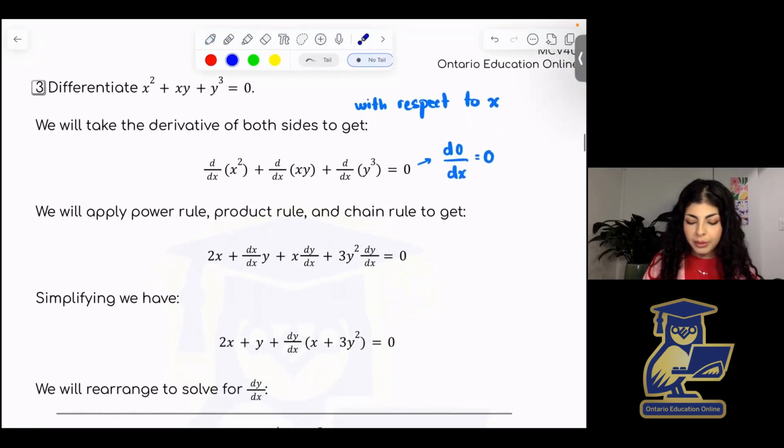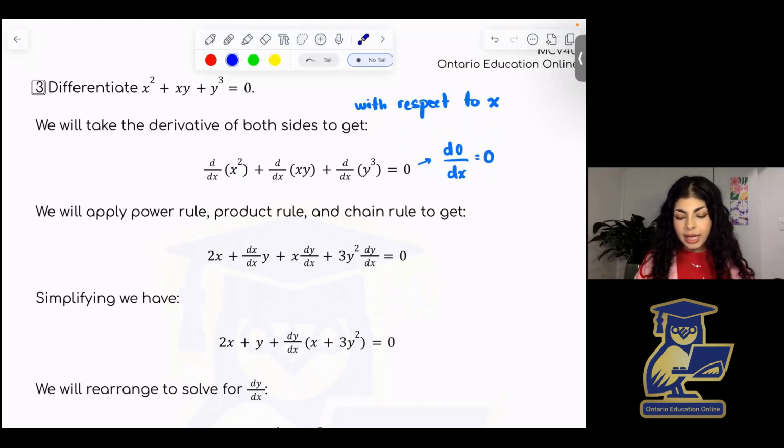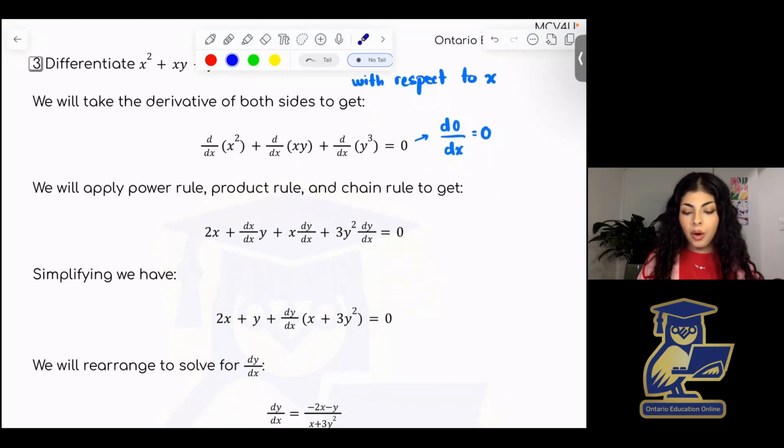to get the following. So in the first one, x squared, we're differentiating with respect to x, so we can just apply the power rule. We have 2x. But in the second term, we have x times y, and we have seen this one solved before as well. But this is now our product rule, so we get dx by dx times y and x times dy by dx. So already we have one of these that we need.